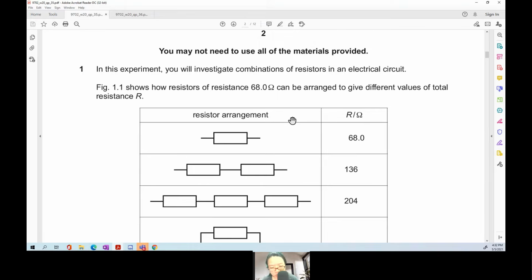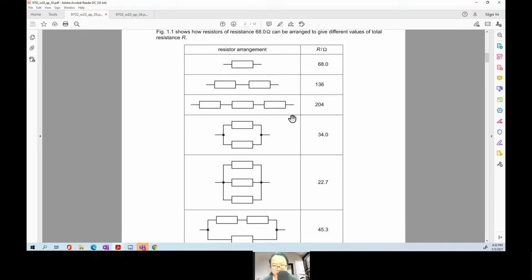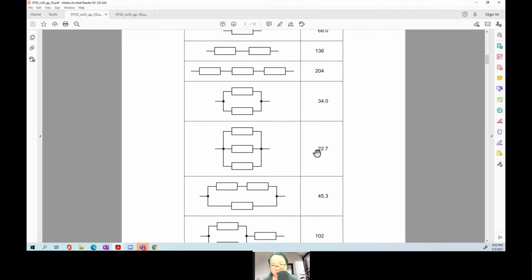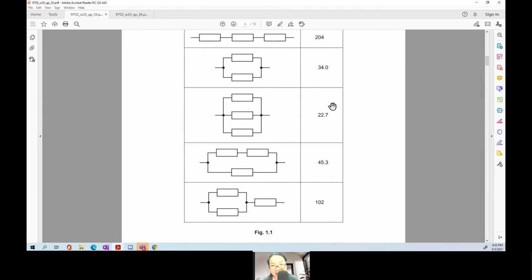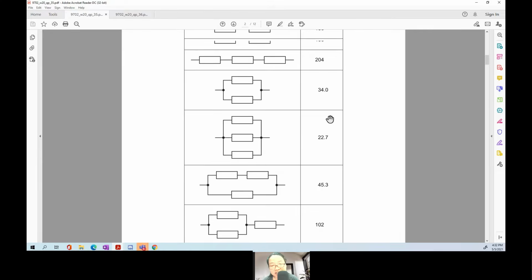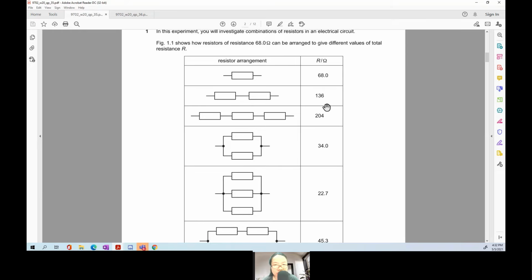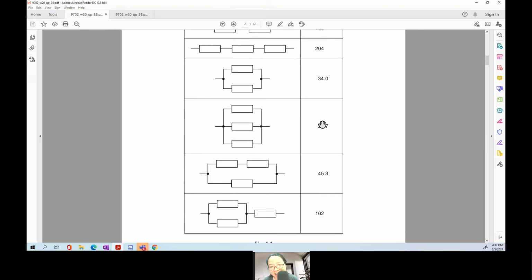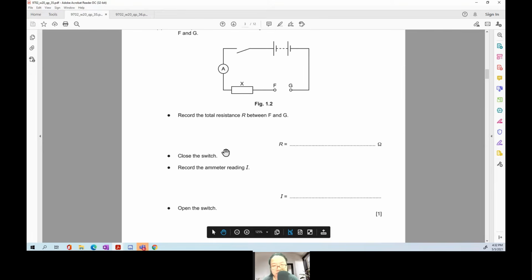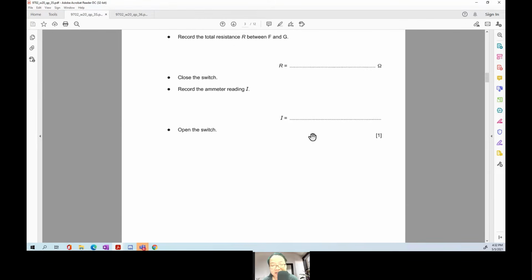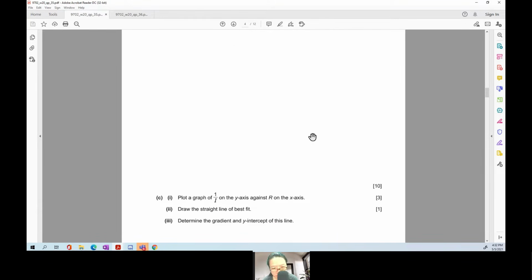You know how this question is helping you? There's no problem with range. Your smallest possible reading is 22.7. Your largest possible reading is 204. So you should have all of these in your table. And then you just connect this very simple circuit, and then you just repeat.